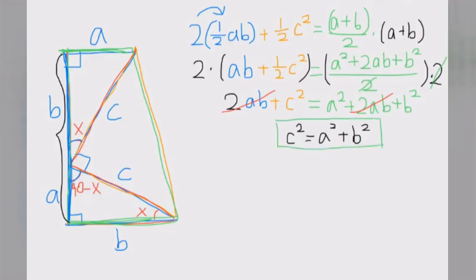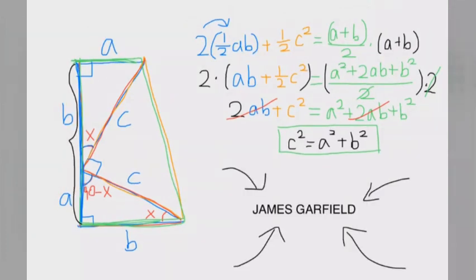This is quite an elegant proof, and what makes it even more interesting is that this is actually a proof by a US president. And it's not a recent president, so you might not know who it is, but can you guess? The answer will come in 3, 2, 1. James Garfield. Yes, the US president submitted a proof on the Pythagorean Theorem, and this is his proof.